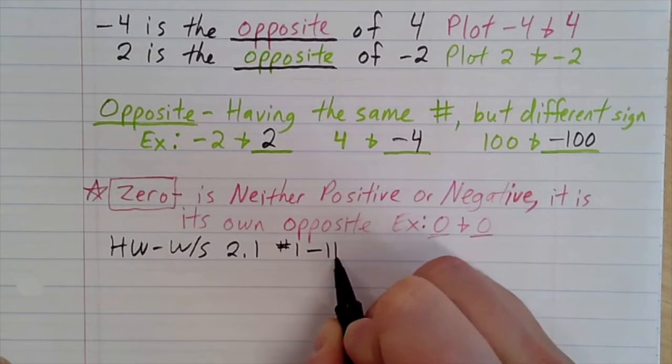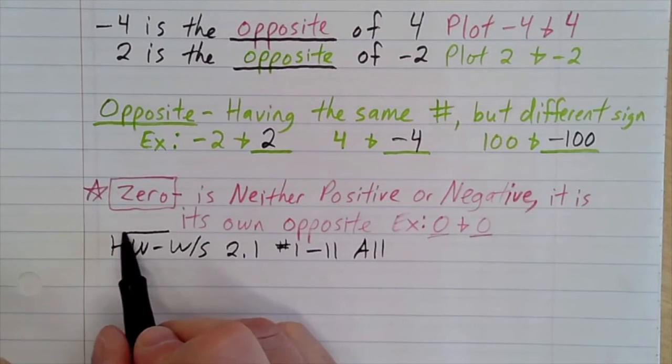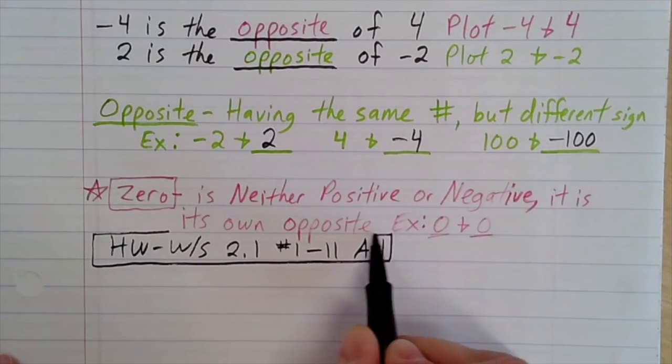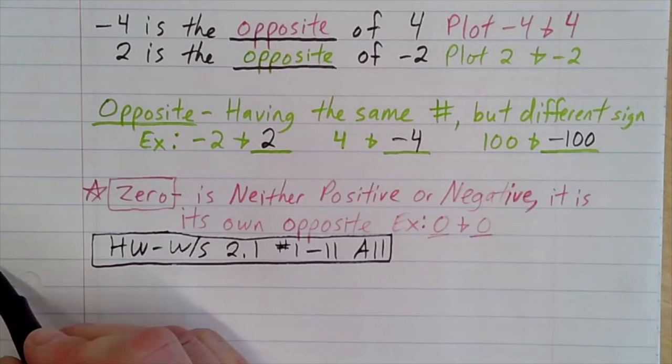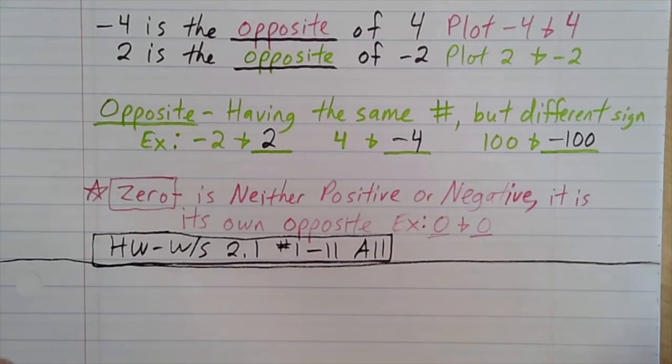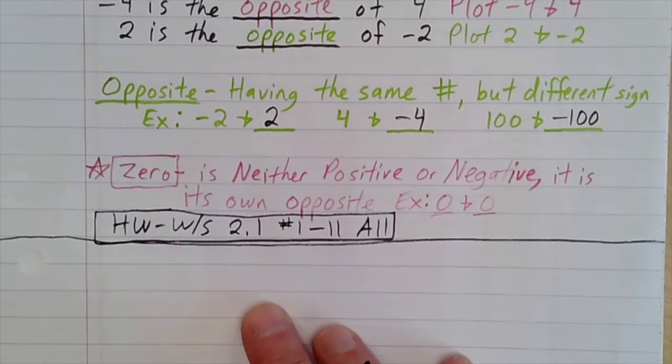1 through 11 all. Goes with the first part of our notes. I'm going to draw a line here because we're also going to continue on with our notes at the bottom of this with the next set of notes.